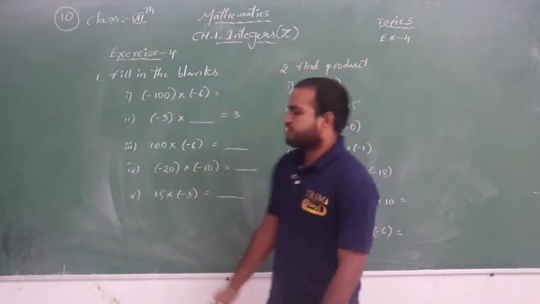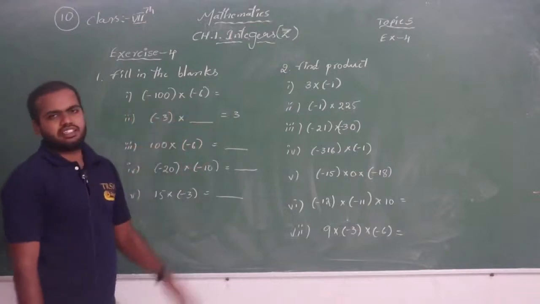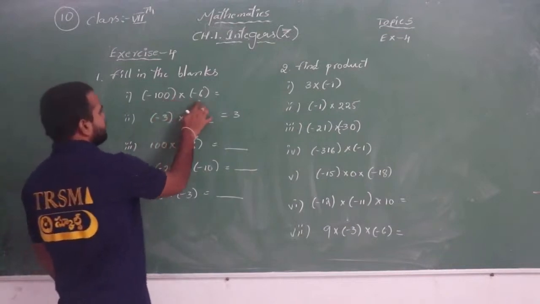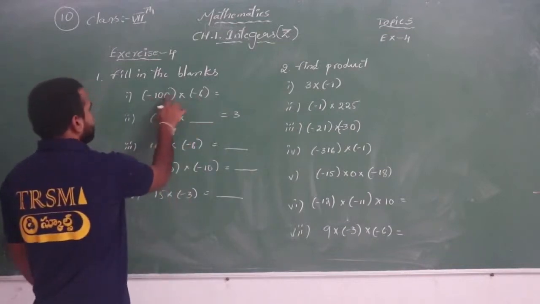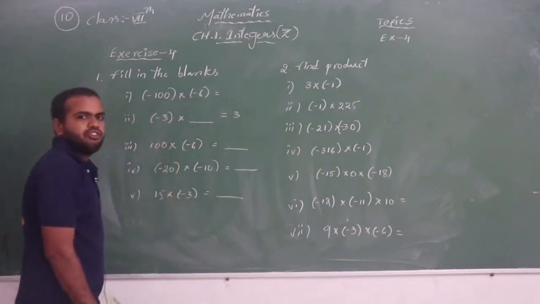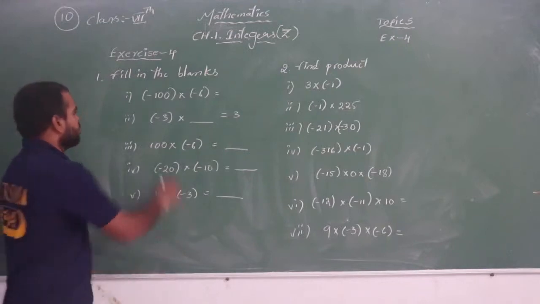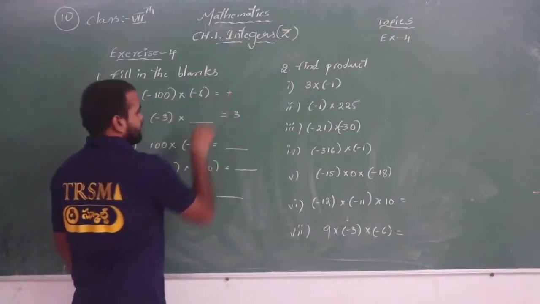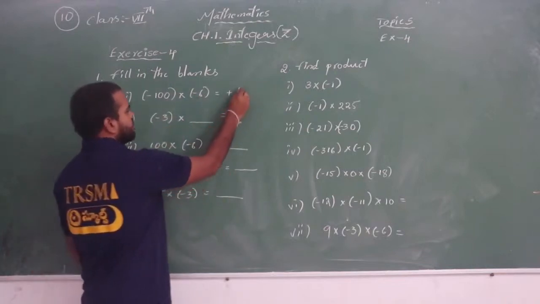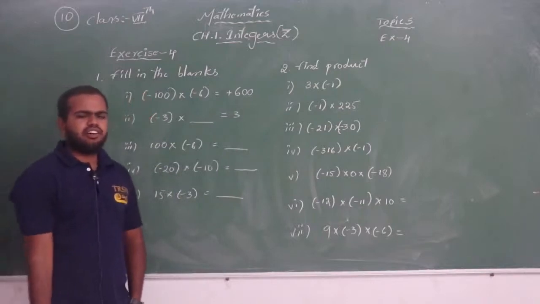So in exercise 4, the first question is a fill in the blanks. It's very simple, we just have to multiply the numbers and write the answers. See the first question: minus 100 into minus 6. Here it is minus into minus. We know that the product of two negative integers is nothing but a positive integer, right? So minus into minus, the answer will be plus. 100 into 6 is nothing but 600. So the answer is plus 600 or 600.